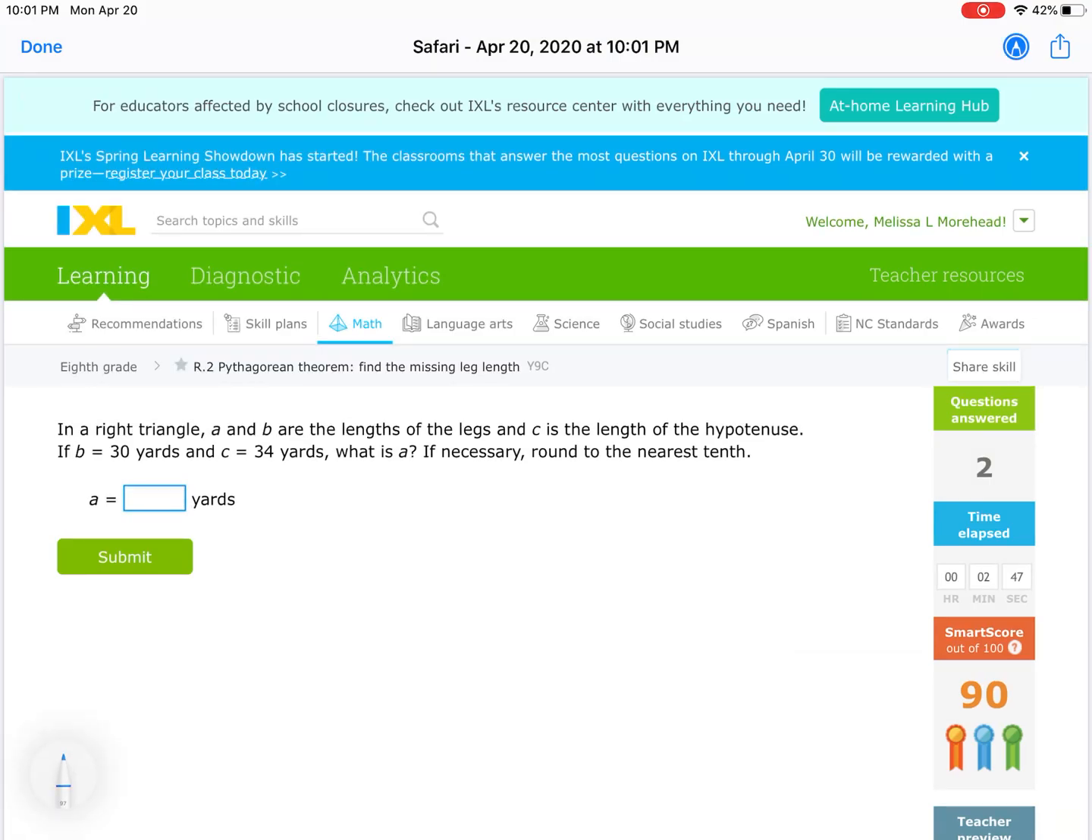All right, so for A, we don't know. So A squared plus B, which is 30. So 30 squared equals C squared, which is 34 squared. So go ahead and figure out what those numbers are squared, and then you can plug them in and then solve the equation.